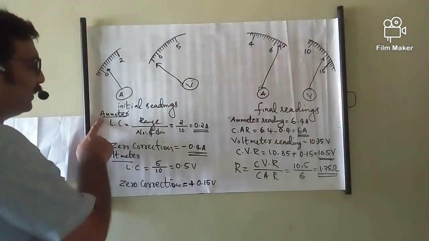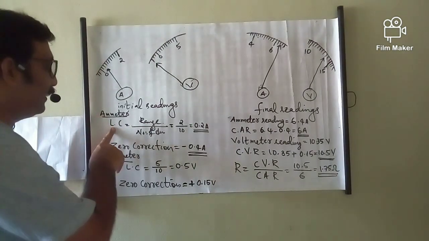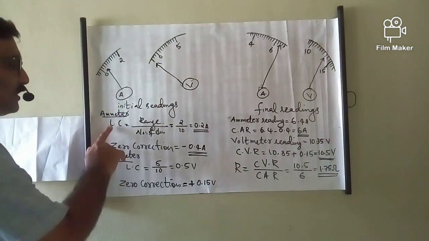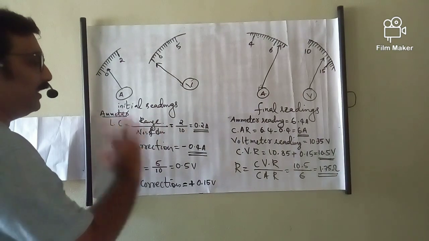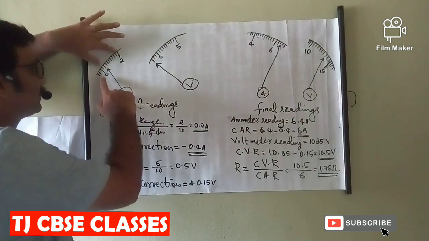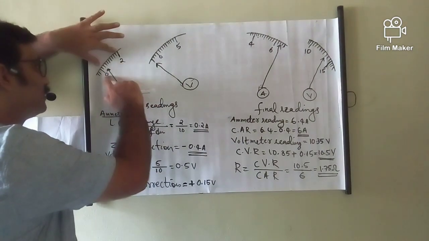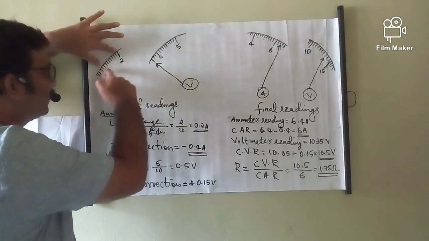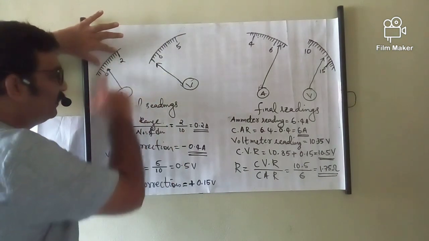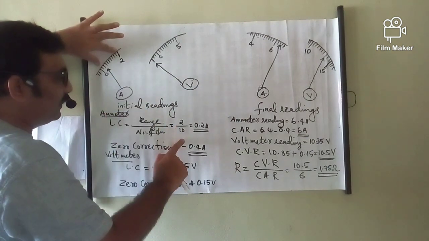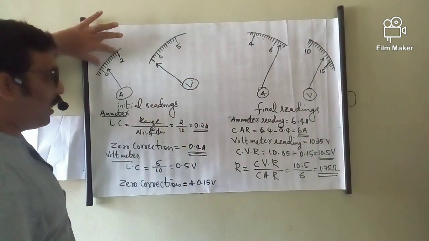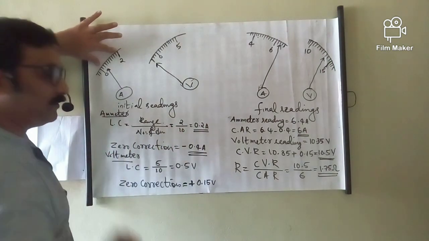First of all we should take the least count of the given ammeter and the given voltmeter. Least count is calculated as range divided by number of divisions. Here the range is 0 to 2. How many divisions are there in 0 to 2? 10 divisions. Then 2 by 10 is 0.2 ampere, the least count of the ammeter.